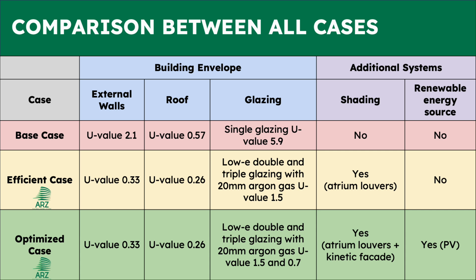In terms of shading devices, the base case has none. The efficient has horizontal atrium louvers on the roof and south facade, while the optimized case implements a kinetic facade. In addition, the optimized case is the only one using PV panels as a renewable source of energy.